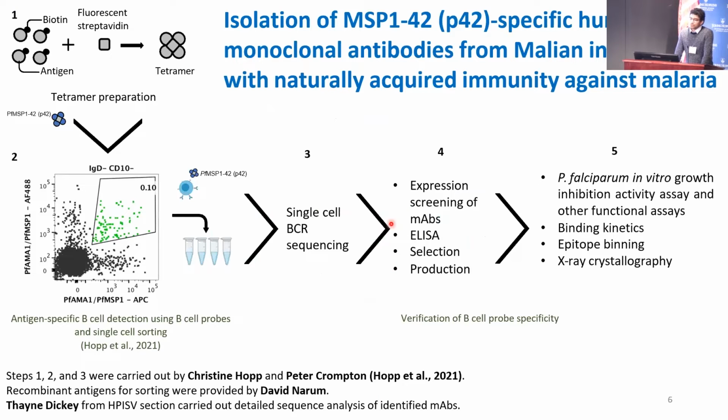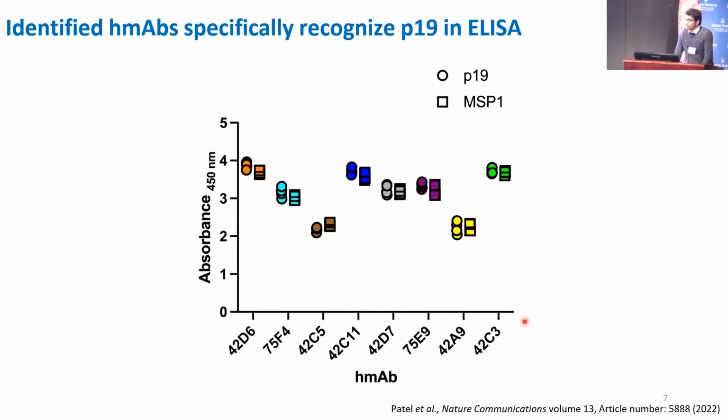Now, work initiated with the isolation of MSP1-specific naturally acquired antibodies from human individuals. For that, the tetramer preparation, B-cell sorting, and antibody sequencing were performed by the people listed below. I performed steps 4 and 5, where I screened and characterized, and did structural and functional studies on identified mAbs. We purified mAbs, and purified mAbs were used for ELISA against P19 and full-length MSP1 as control. Based on ELISA results, we had in total 8 mAbs that specifically bind to P19.